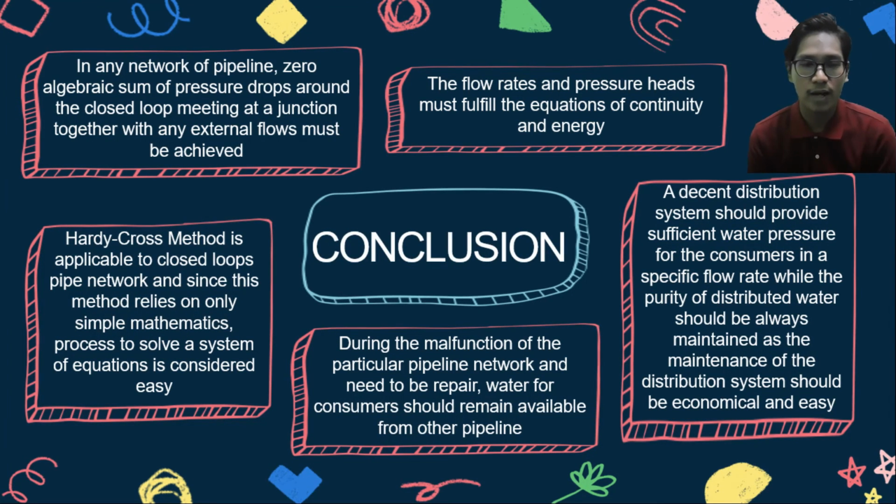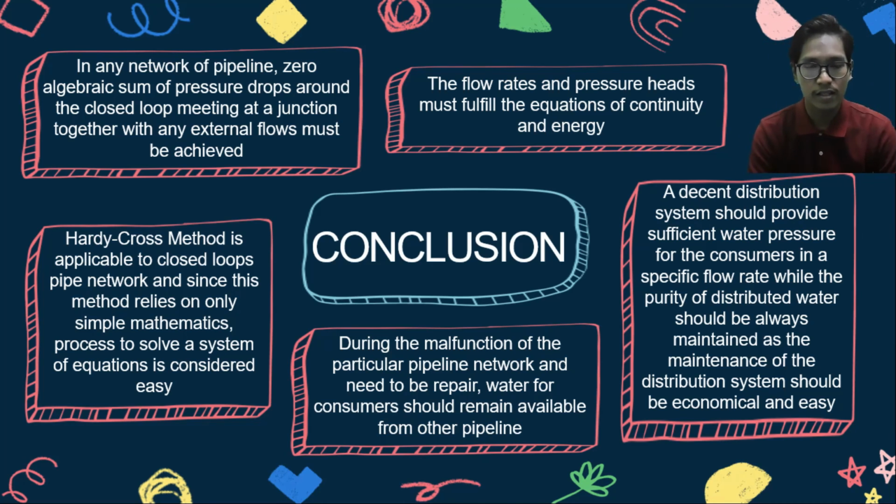In any network of pipes, the algebraic sum of pressure drops around the closed loop meeting at a junction, together with any external flows, must be zero, as there can be no discontinuity in pressure. The flow rates and pressure heads must fulfill the equations of continuity and energy. Well known as the head balance or closed loop method, the Hardy-Cross method is applicable to closed loop sparse networks, and since this method relies on only simple mathematics, the process to solve a system of equations is considered easy. Without it, engineers would have to solve a complex system of equations that include variable exponents.